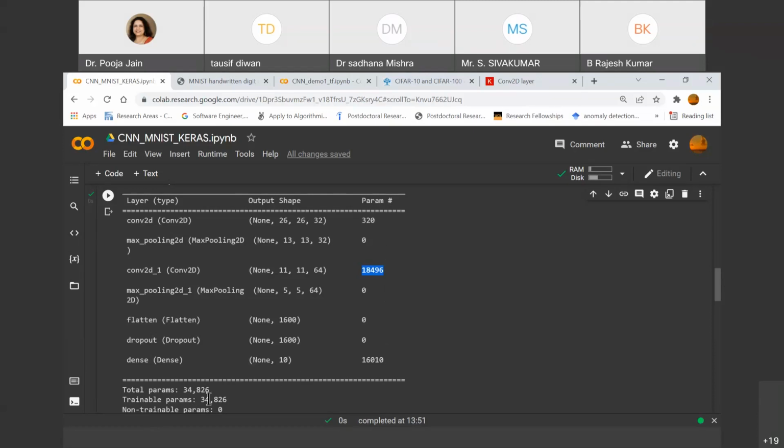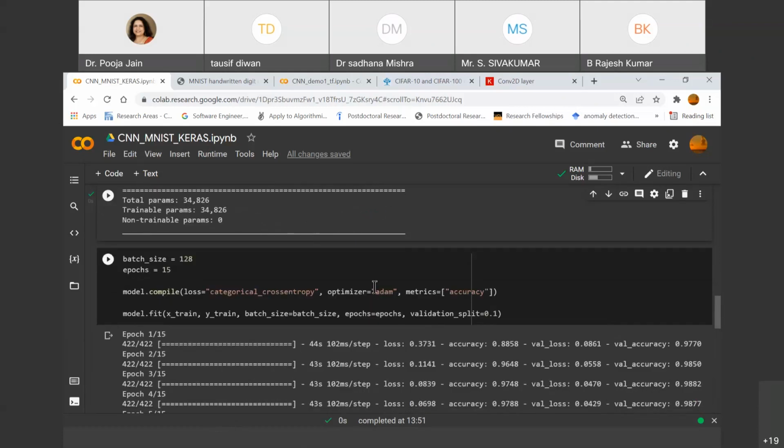If you use some sort of transfer learning, then take one example: 20,000 is the total number of parameters and 10,000 are the trainable parameters, and the remaining 10,000 we will be using from the pre-trained CNN. In that case, the trainable parameters would be 10,000 and the non-trainable parameters would be 10,000.